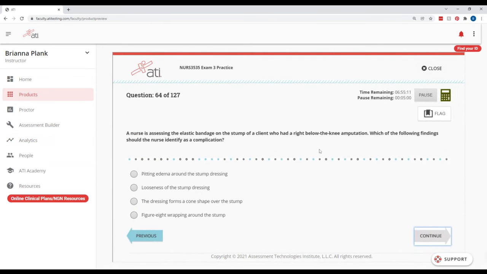Okay, we have a client that had a below the knee amputation. Which of the following findings would be a complication? I feel like we did one of these together.